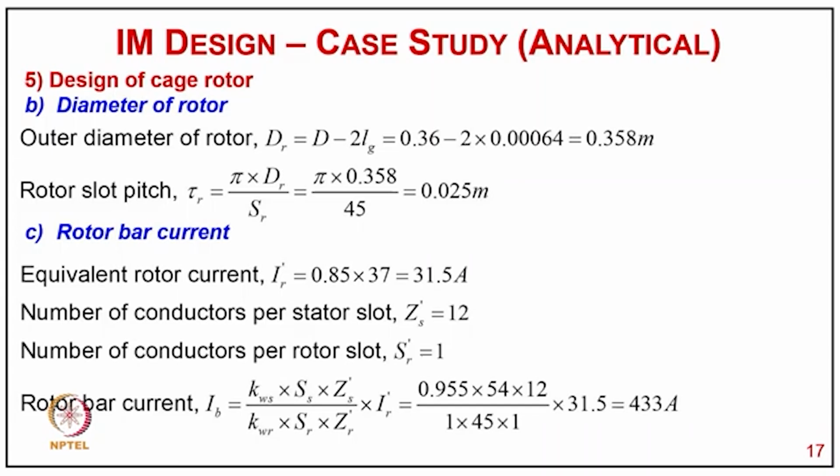Now coming to the rotor bar current. The equivalent rotor current is usually taken as 85% of the stator current, so IR dash is equal to 0.85 times 37, that comes to 31.5. For the number of conductors per stator slot, typically we take ZS on the stator side like 12, so the number of rotor conductors is 1. Putting this into the equivalent MMF formula with 85%, the bar current IB comes to 433 ampere.